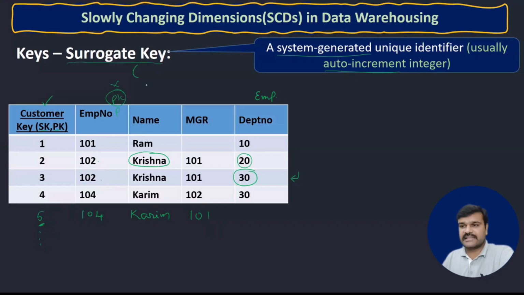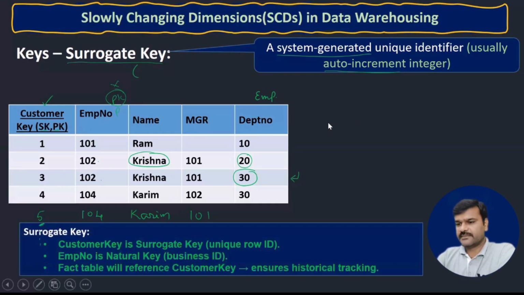I hope it is clear that we have discussed different keys till now: candidate key, primary key, and foreign key. Now this is the surrogate key. Okay, let us see the next one, very important. Here, the customer key is the surrogate key, like this employee key. And the employee number is the natural key. In general, this is the natural key, which is useful for your business.